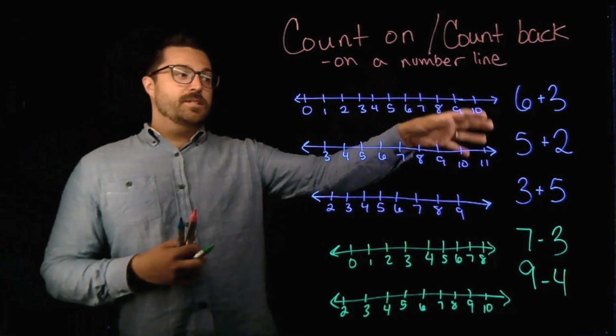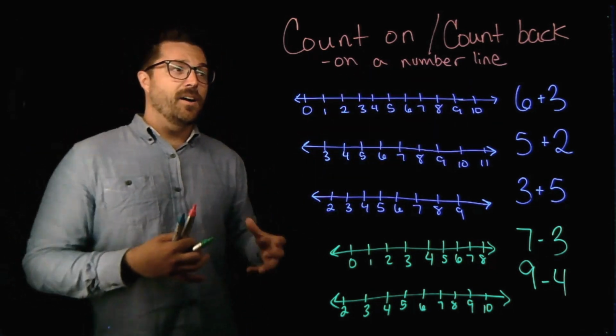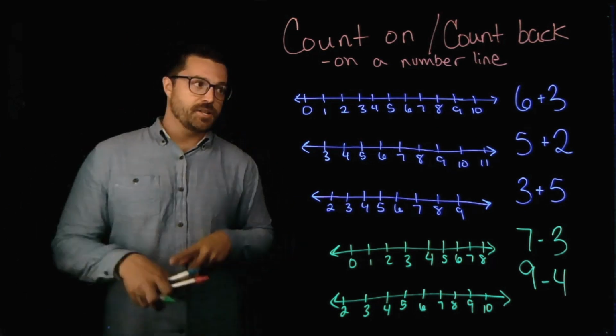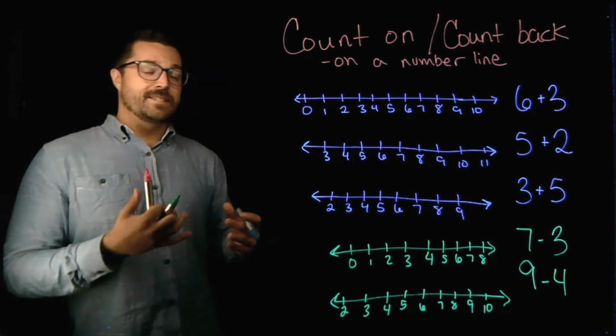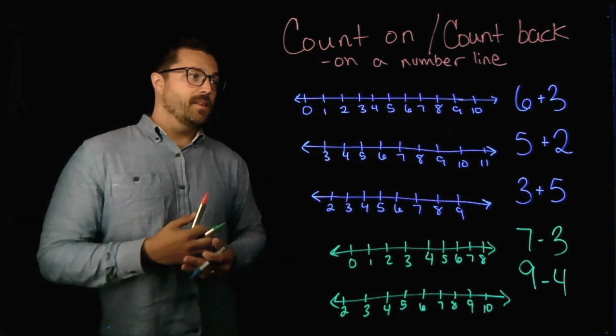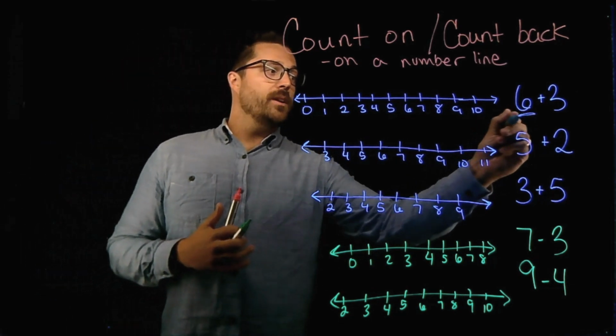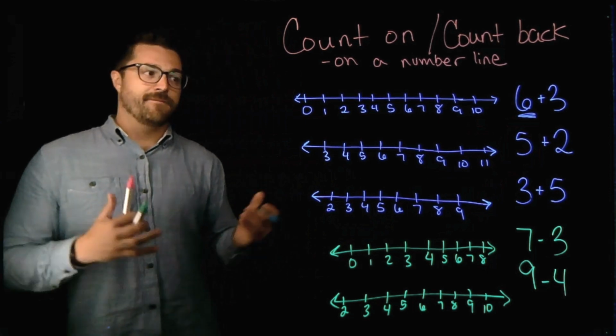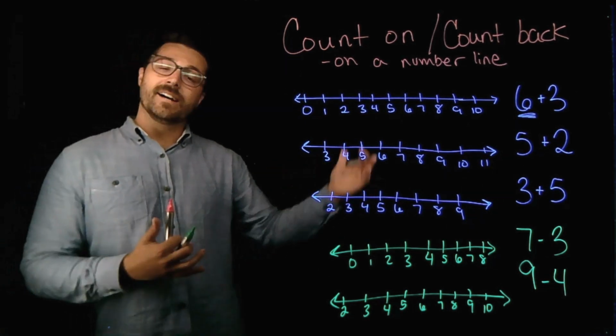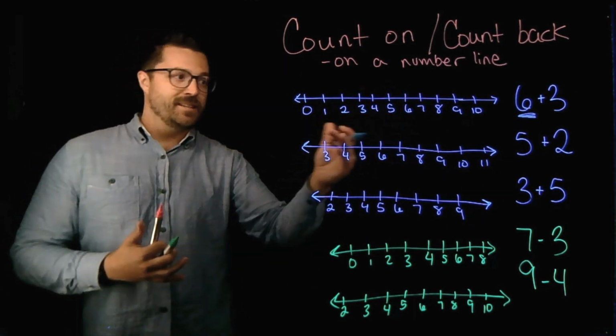So 6 plus 3 on our number line, to think of this counting on strategy, all we will do is decide which number we want to start with. At first, students are most likely going to always gravitate towards picking that first addend. So let's just find that first addend. Let's find 6 on our number line.